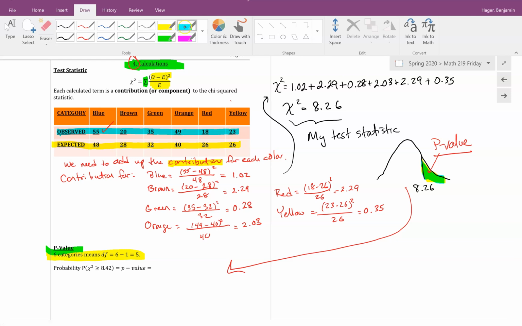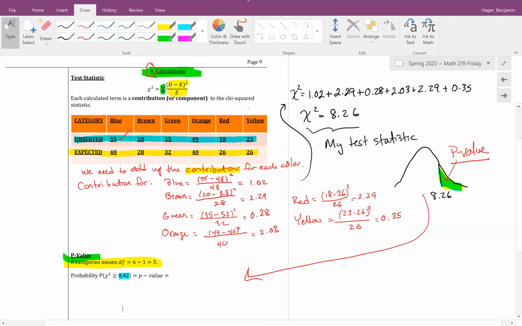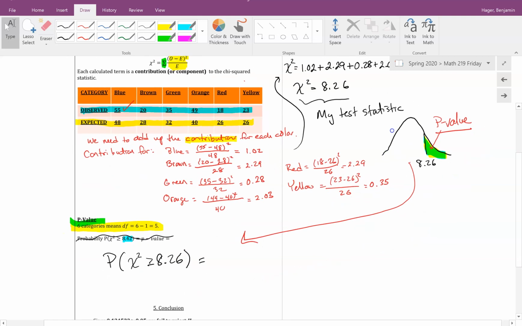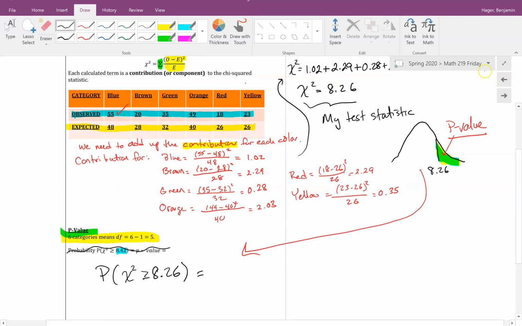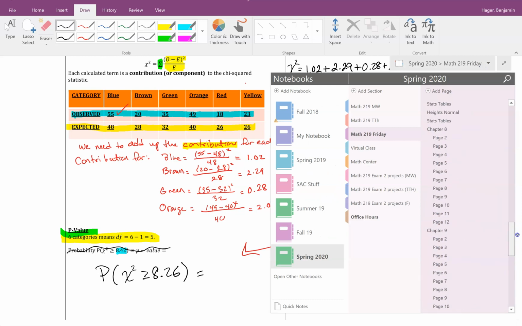Oh, it looks like my value should be 8.42, not 8.26. So either I miscalculated a little, or maybe this is the more exact answer by taking more decimals. I'm just going to go ahead and stay with what my numbers are. I want to know the probability that chi-squared is to the right of 8.26, which is what I got. Well, let's look at this on the table and get an idea here. So let me go find our stats tables.